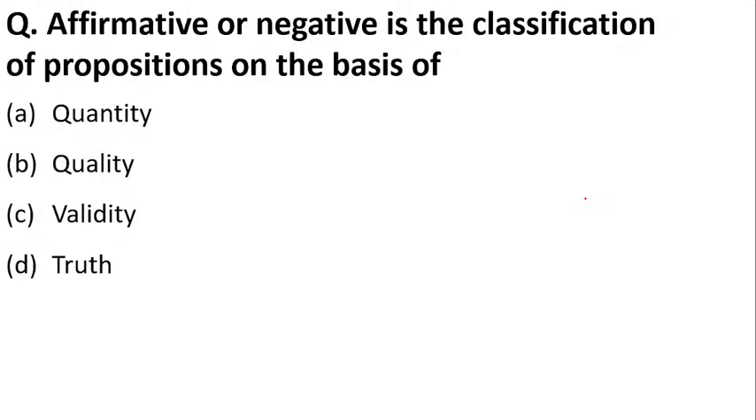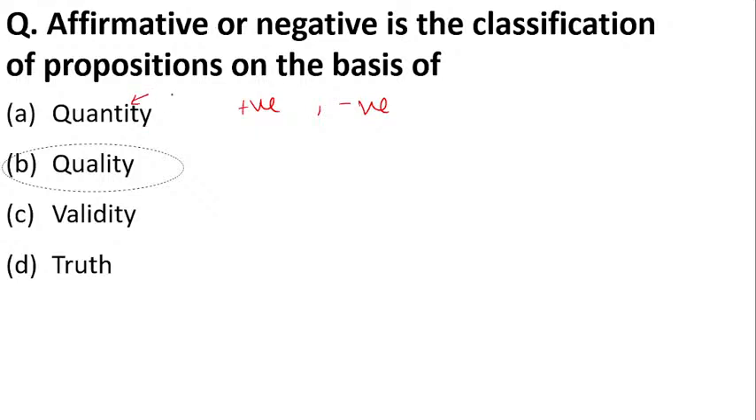Affirmative or negative is the classification of proposition on the basis of quantity, quality, validity or truth. Affirmative and negative is the classification of proposition on the basis of quality, because affirmative tells us if it is a positive statement, and negative is the opposite of positive. So the words like all S is P, some S is P, are affirmative. No S is P and some S is not P are negative. So it tells us about the quality.